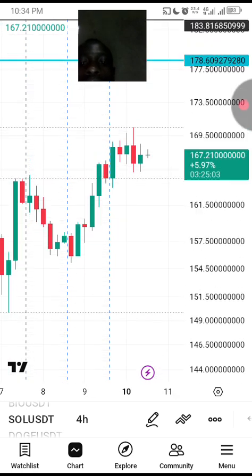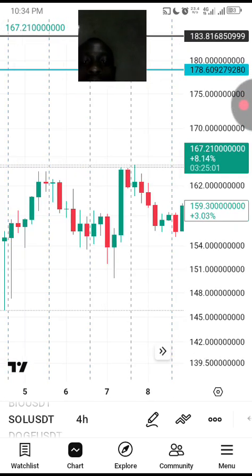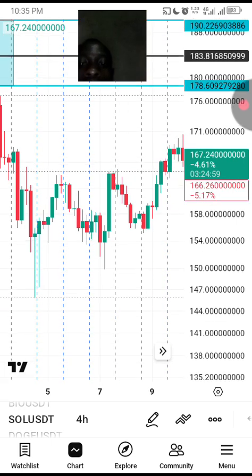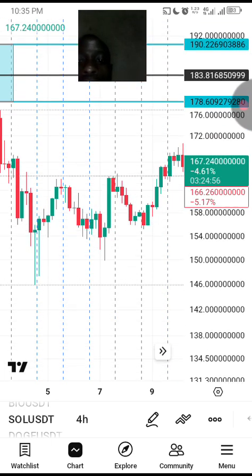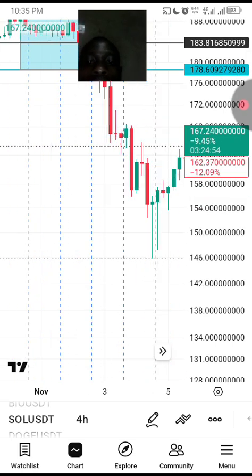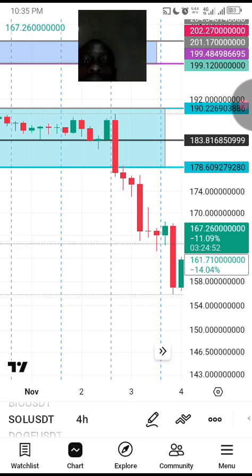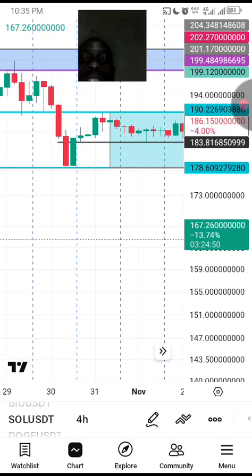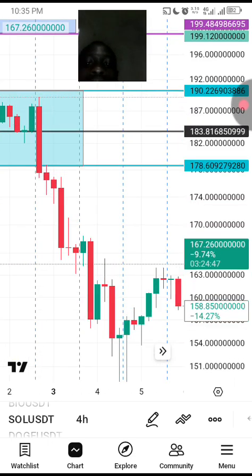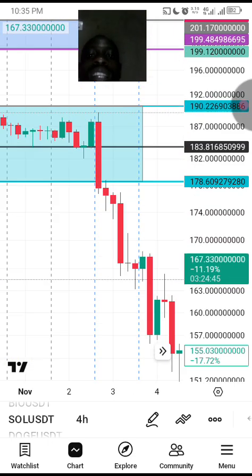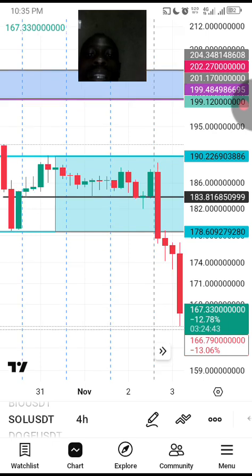Okay, Solana. What can you see here after the market has dropped? For me, I traded from that zone up to down here. Yes, you can see that I had traded that.